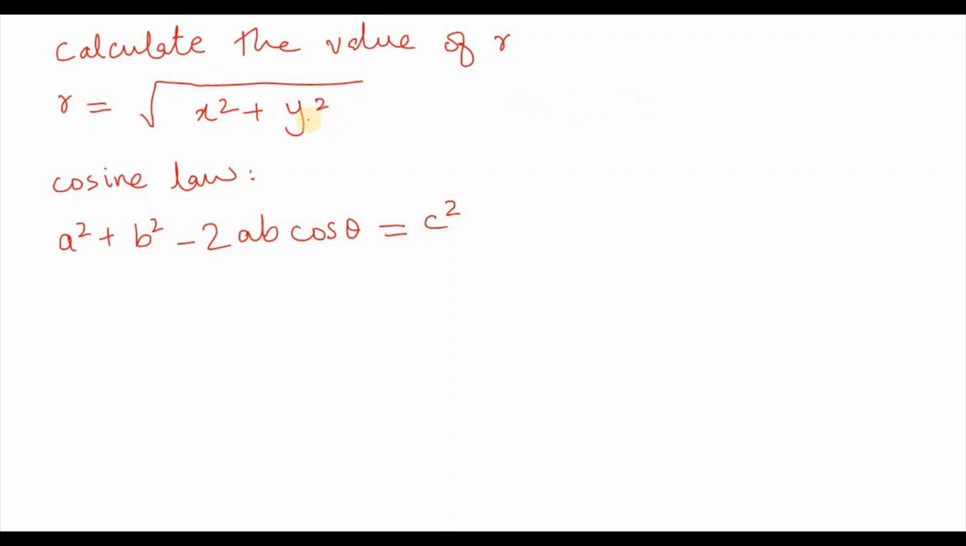For our case, first for R, because this was a right angle triangle, we can use this formula. Remember, this angle was alpha minus gamma. This was your x, this was the y, and this was the r. So we said that x square plus y square is equal to r square. And then for the cosine law, we have this triangle.